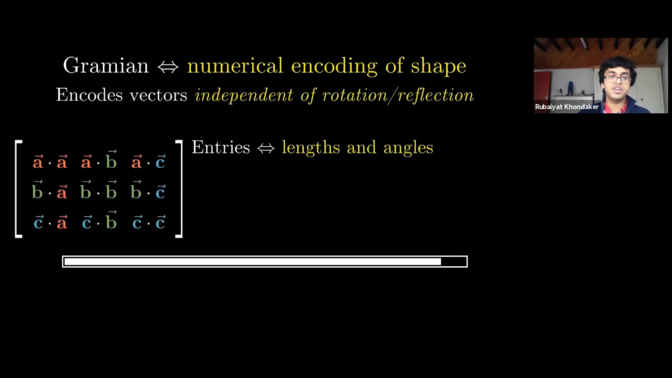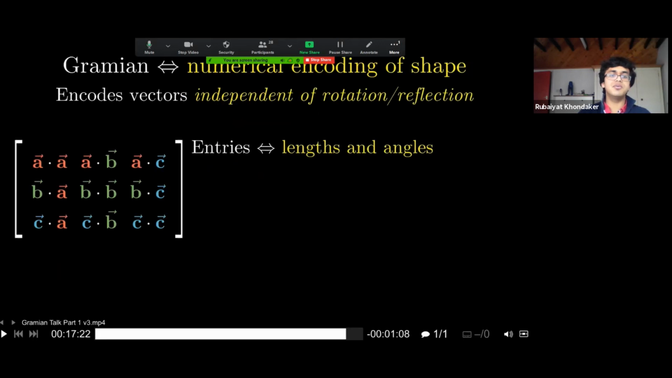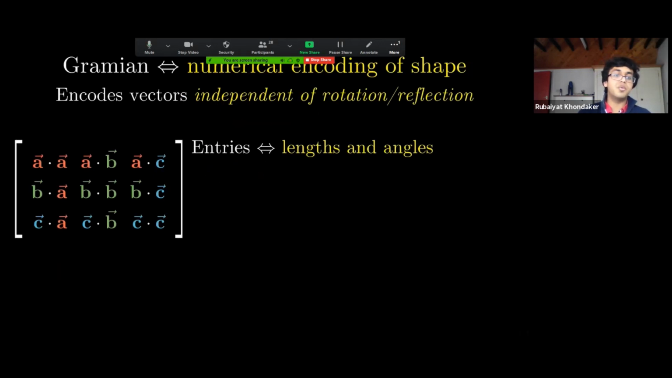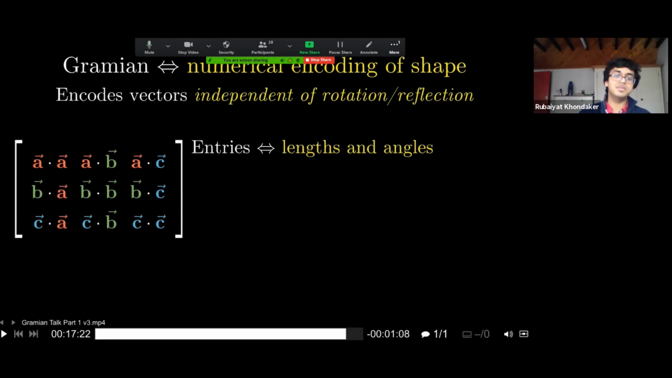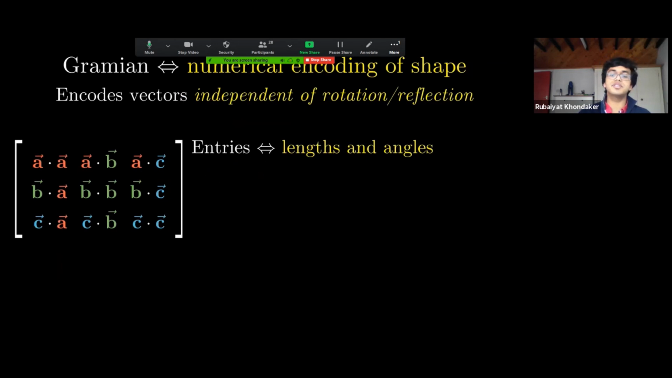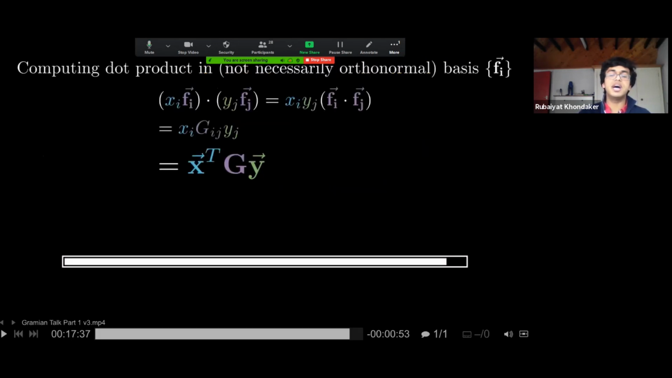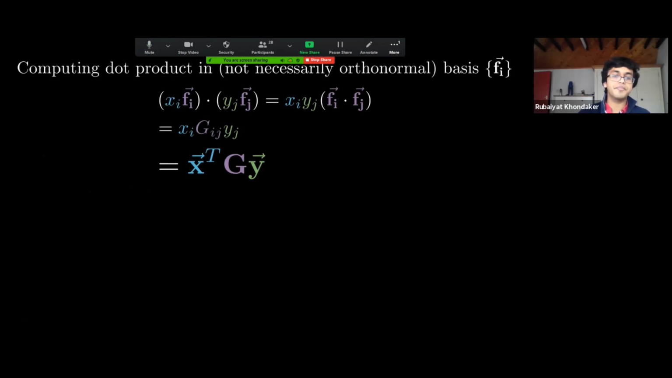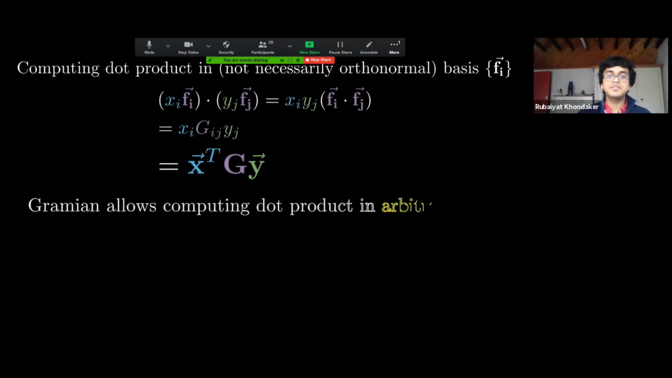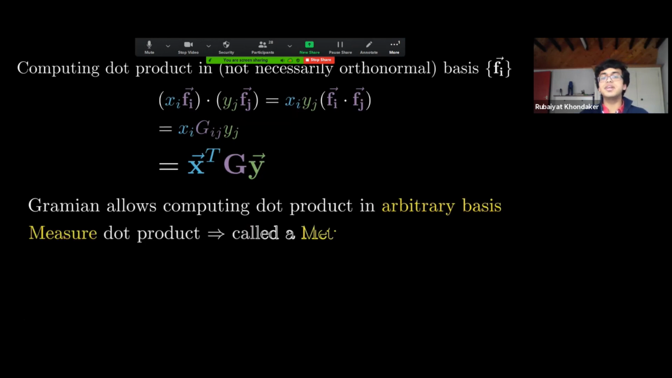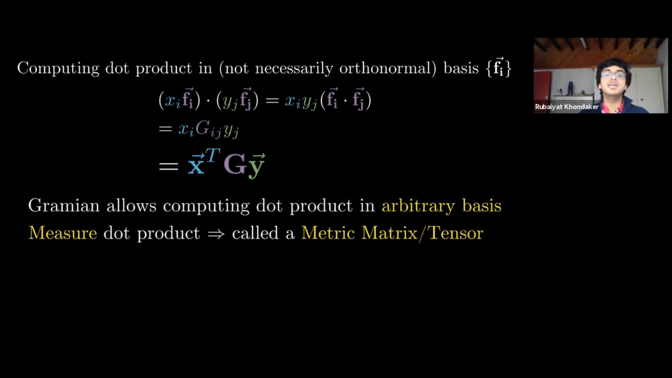And that corresponds to, if you look at the Gramian, if your A, B, and C are orthonormal, then these entries here are 1, 1, and 1. And the off-diagonal terms are 0, 0, 0, 0, 0, 0. It's the identity matrix. So here you'd have x transpose I y, i.e. x transpose y. Oh, and by the way, because it's used to measure dot products, which is also used to measure length and angles, this matrix is sometimes called a metric matrix or a metric tensor, which you might have heard of. Like you use it in general relativity, for example.